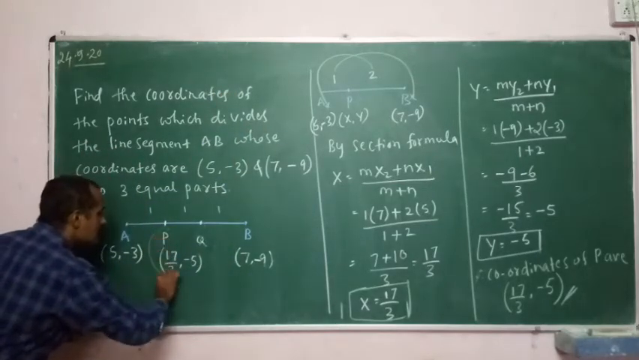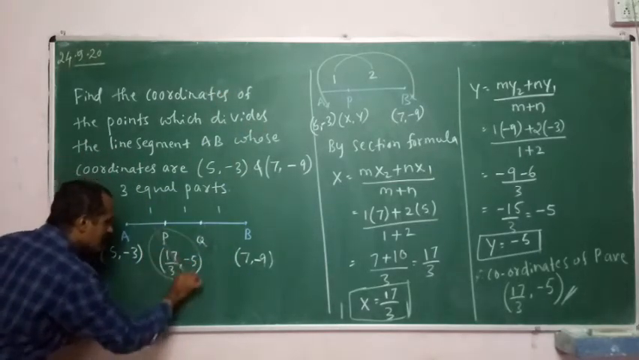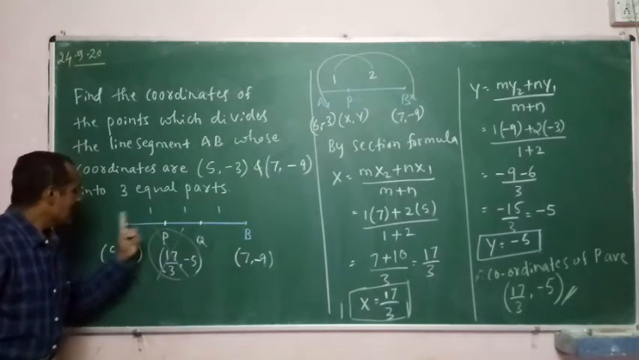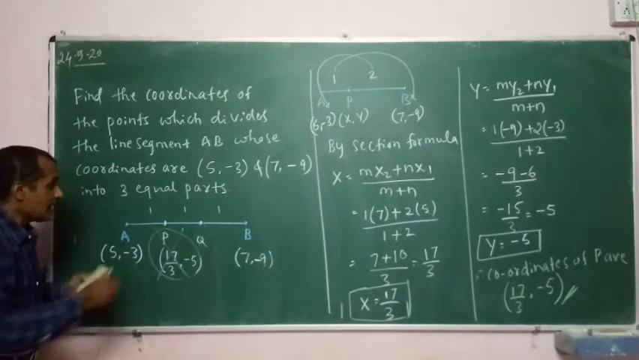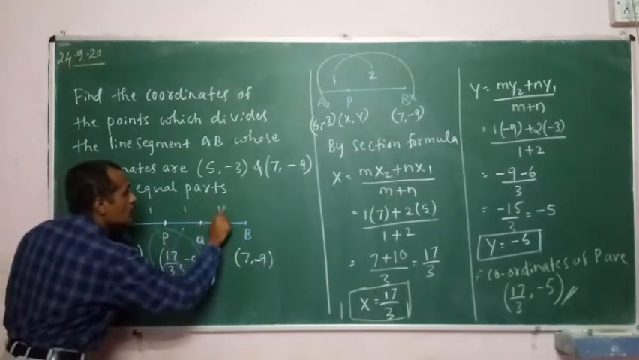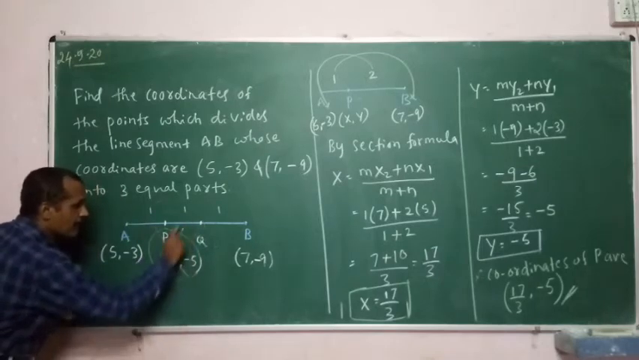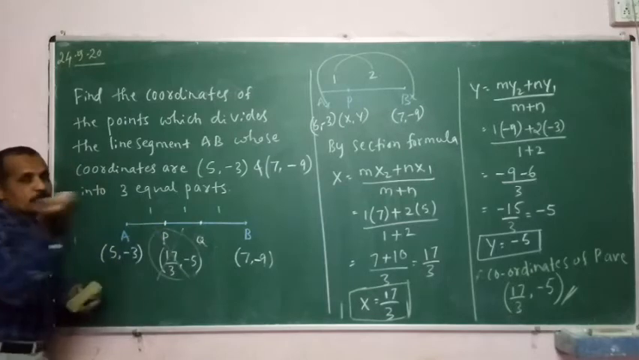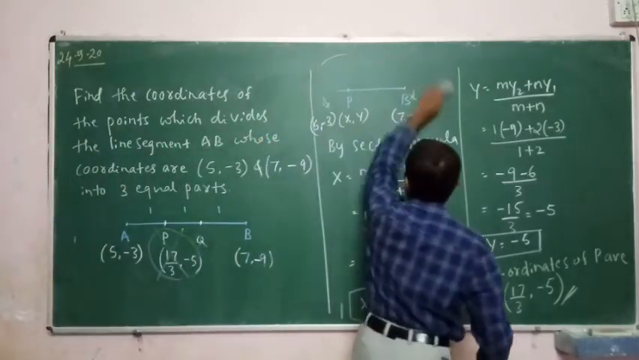Now I will not consider P. Leave this P. You take A, Q, B. What is the ratio? This is 2 parts. This is 1 part. Ratio is 2 is to 1. Now we are not considering P. Leave P. A, Q, B. This is 2 parts. This is 1 part. 2 is to 1. With that also the problem can be solved.